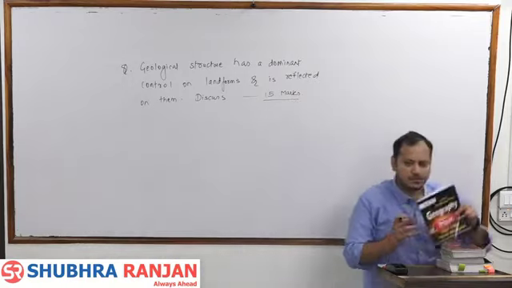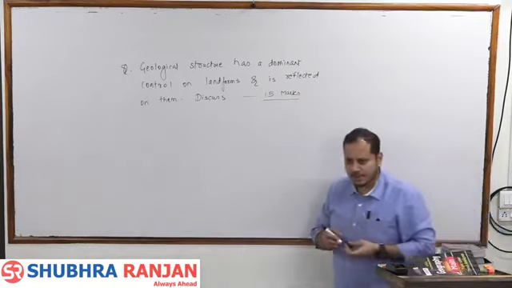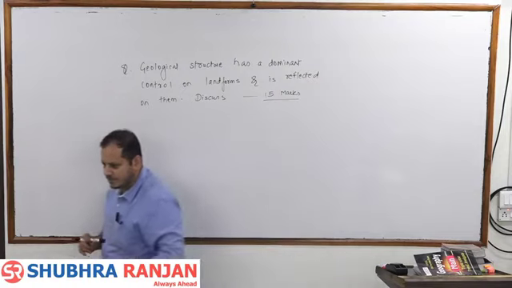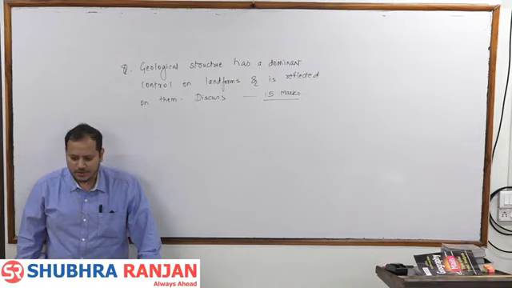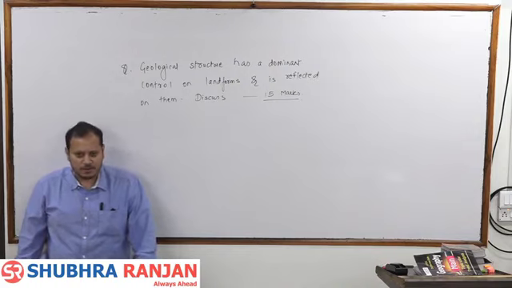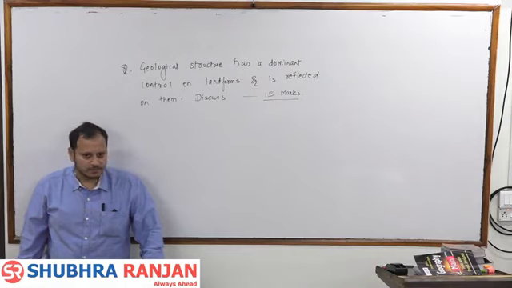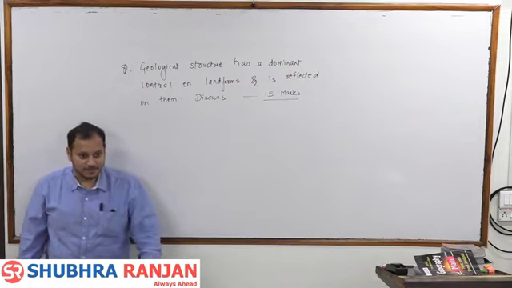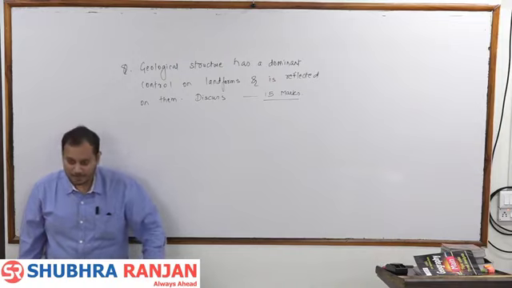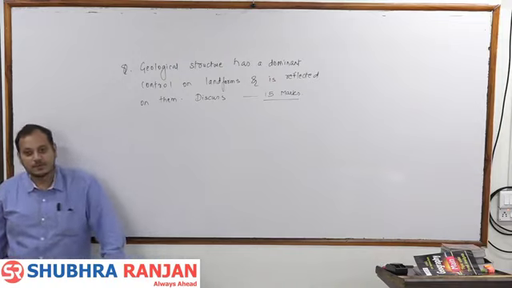So this was one question in the 2016 paper. How will you approach this question? We have done yesterday. Geological structure is a dominant control on the landform and it is reflected in them. How do we approach? It is talking about structure, not a Davisian theory or time. So whose law is this? Thornbury's. So how will be the introduction?